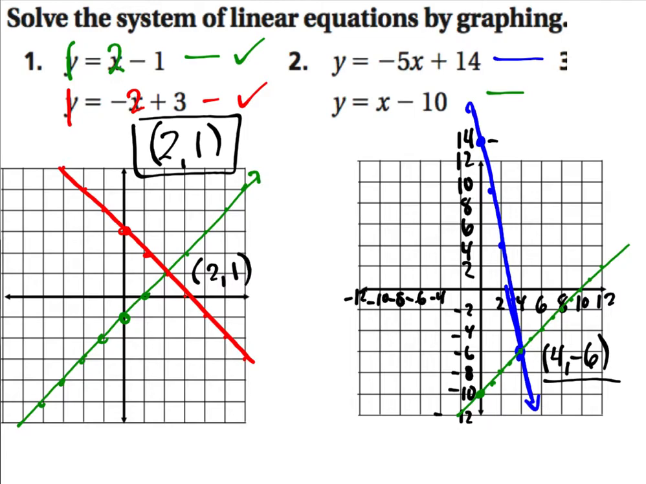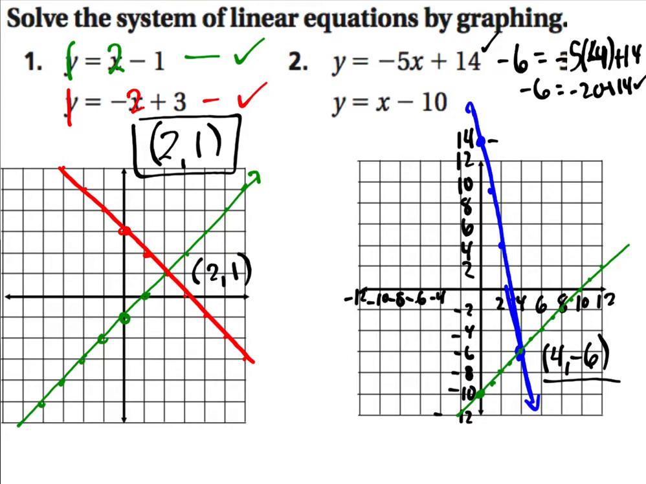Let's just check that solution in both equations. Let's do a little bit of erasing here. So plugging in 4, negative 6. Is negative 6 equal to negative 5 times 4 plus 14? Negative 5 times positive 4, it was 4. So is negative 6 equal to negative 20 plus 14? That is true. So it does satisfy the first equation.